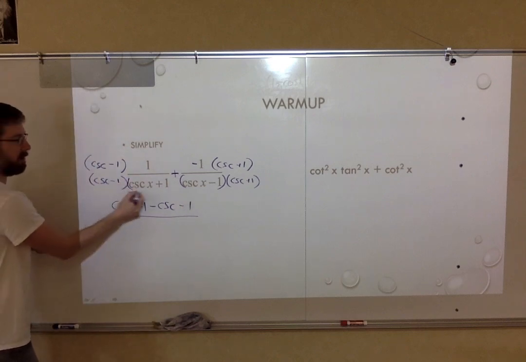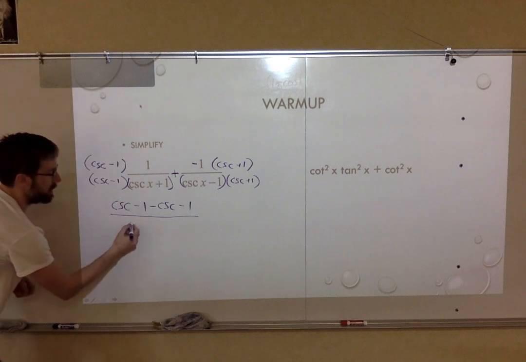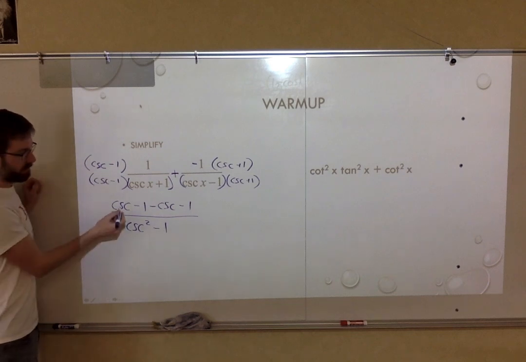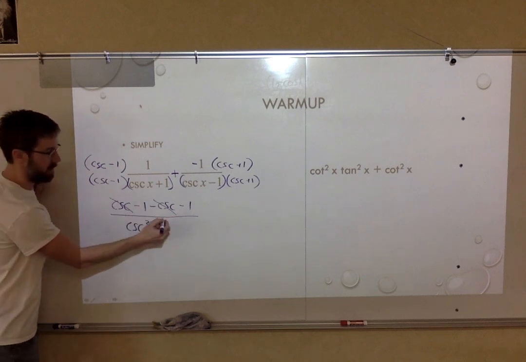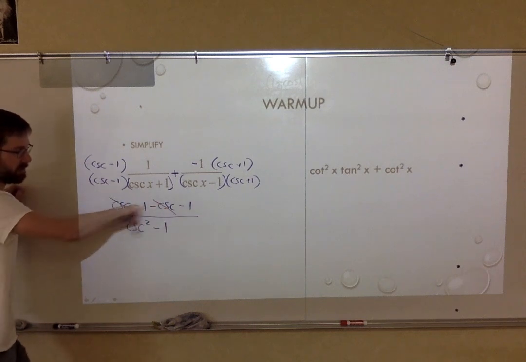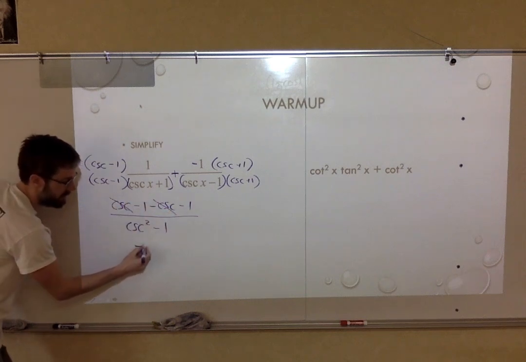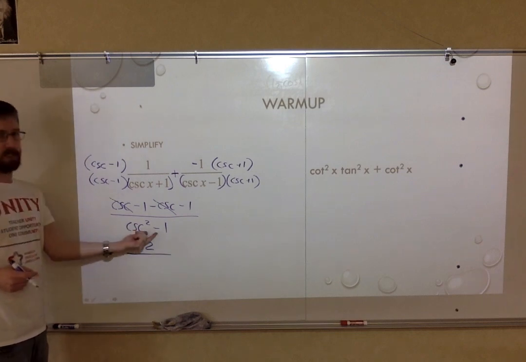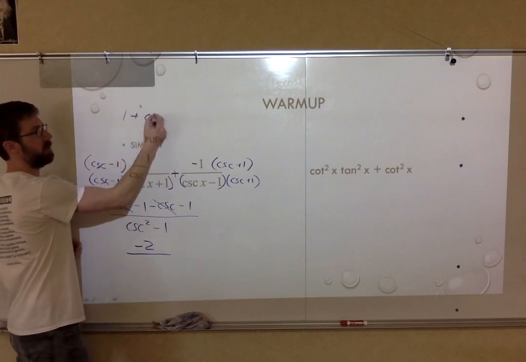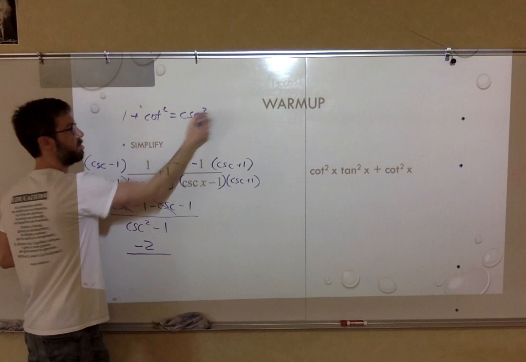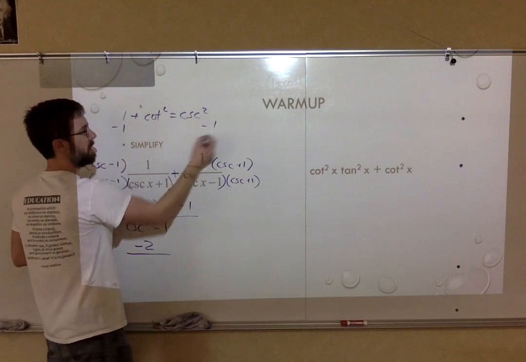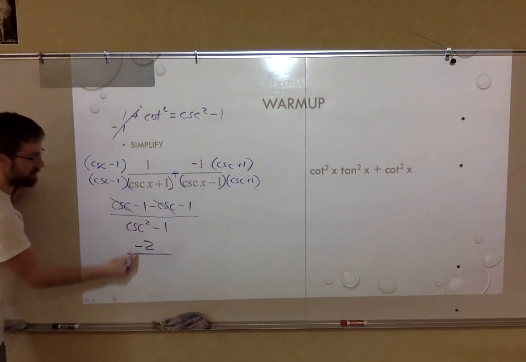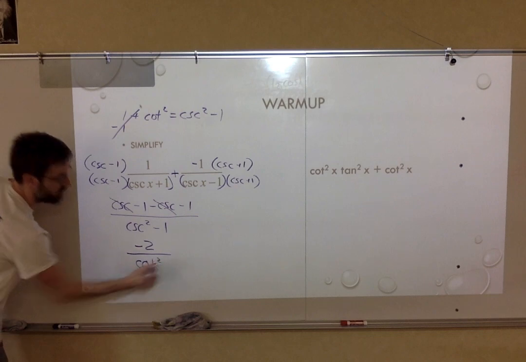If I FOIL this out, if I multiply these two things together, I'm going to get cosecant squared minus 1. Continuing to simplify, I've got a cosecant and a minus cosecant, so combining like terms on top cancels those out. Then -1 minus 1 makes a -2. The denominator, cosecant squared minus 1, is equal to cotangent squared. If we take 1 plus cotangent squared equals cosecant squared, and I subtract a 1 from both sides, I get that cotangent squared is equal to cosecant squared minus 1. So I can change that to cotangent squared.